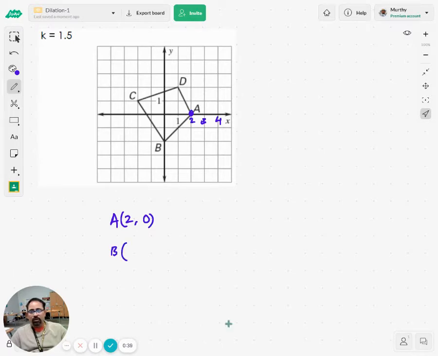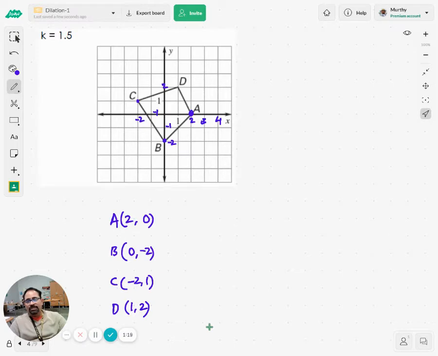Point B. Point B is here. X value is 0, y value, you see that it is -2. Next, point C is here. I see -2, 1, so x value is -2 and on the y-axis it is 1. Next, coming to point D, x is 1 and y is 2.